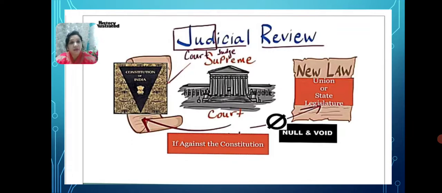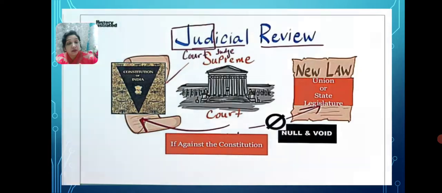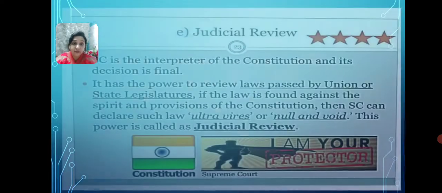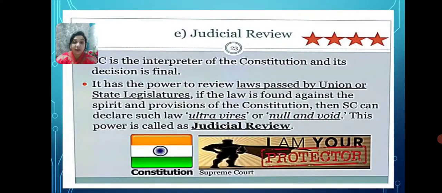Now what do you mean by judicial review? It means the review is done in the matters of cases or punishments dealt with by the court. A review is like rechecking, reanalyzing. If it is so, the Supreme Court is the interpreter of the constitution. So already I have said this. Supreme Court is the interpreter of the constitution and its decision is final, right?